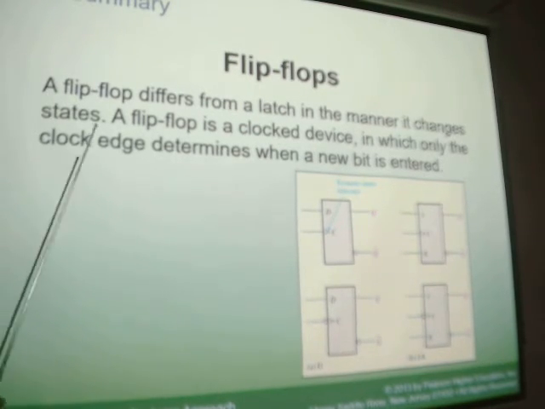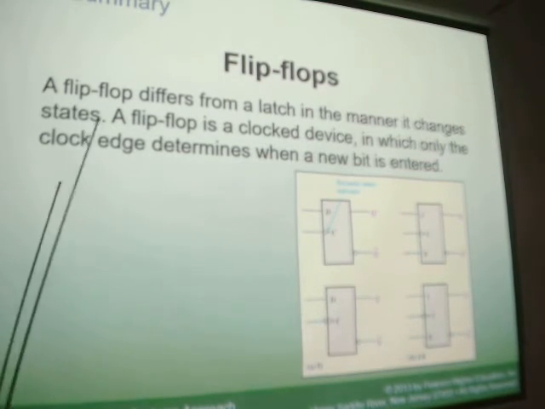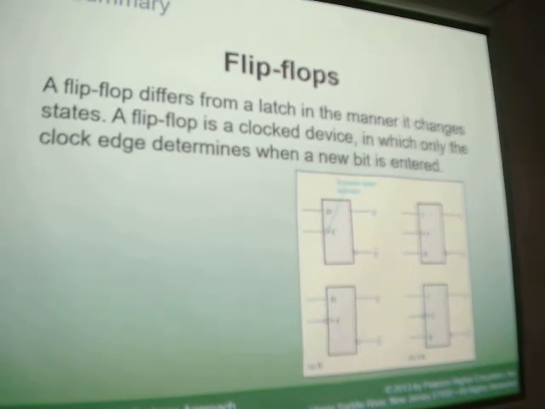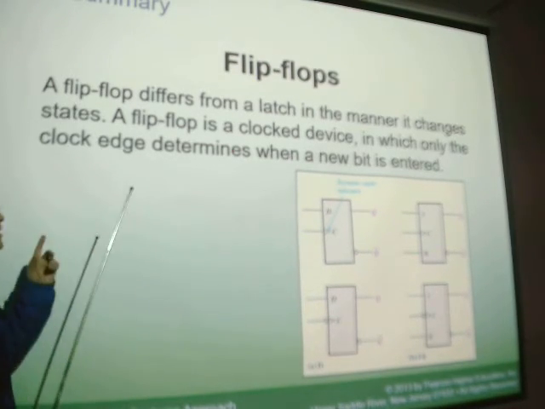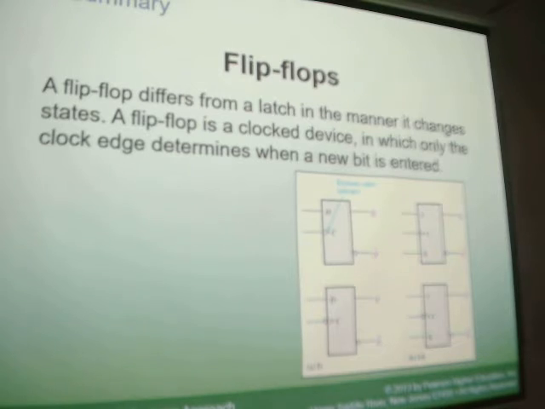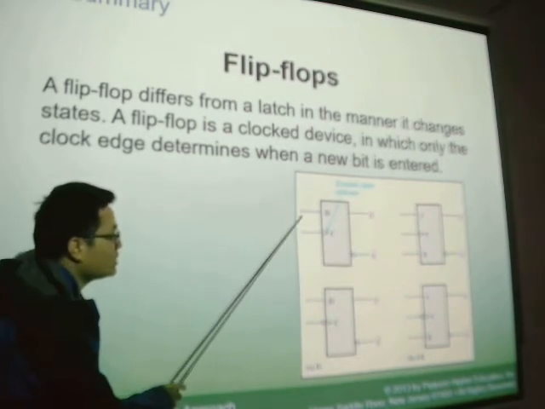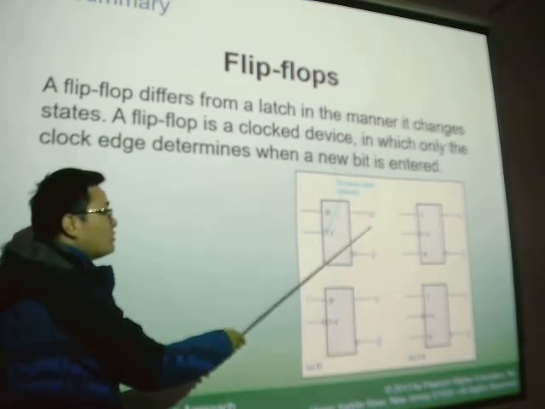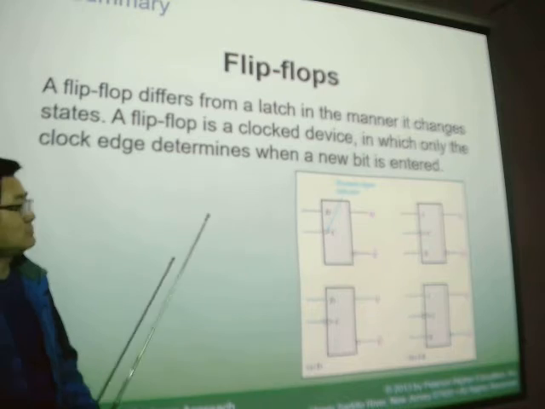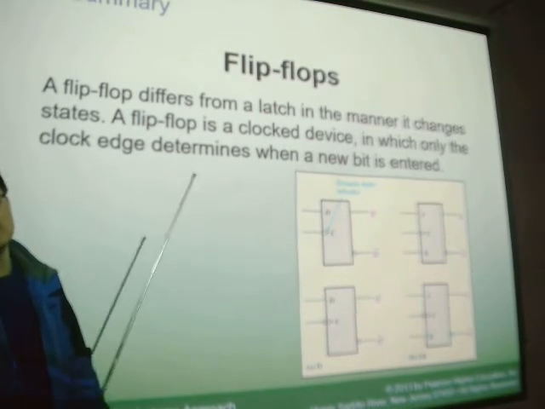Because only the clock edge determines when a new bit is entered. When the clock edge comes, then Q equals D. Otherwise, Q will remain Q and Q bar will remain Q bar.